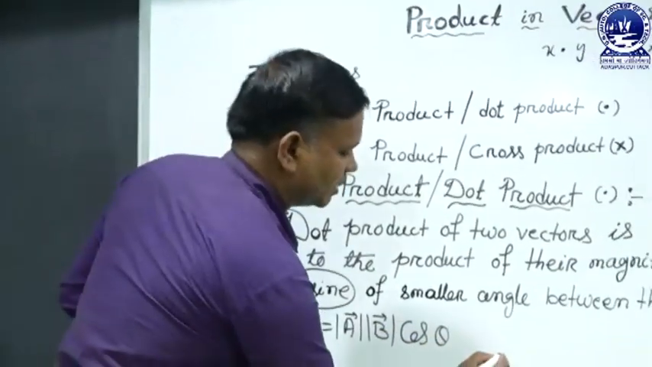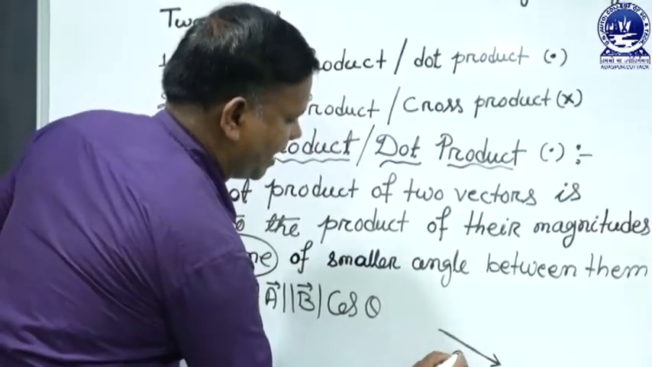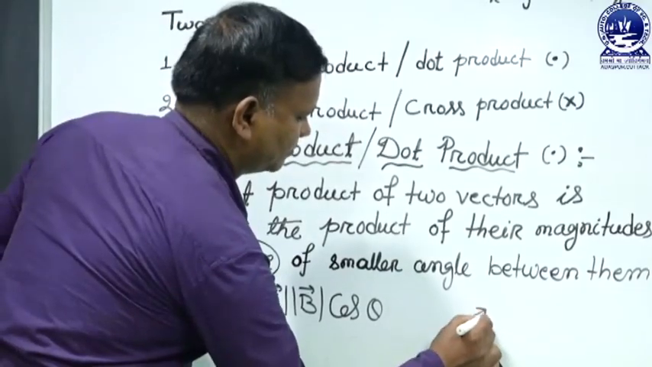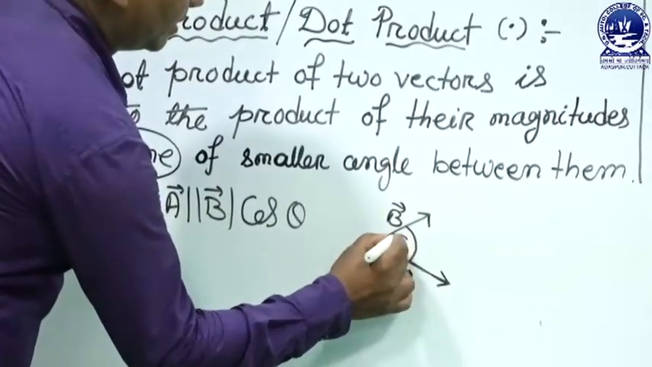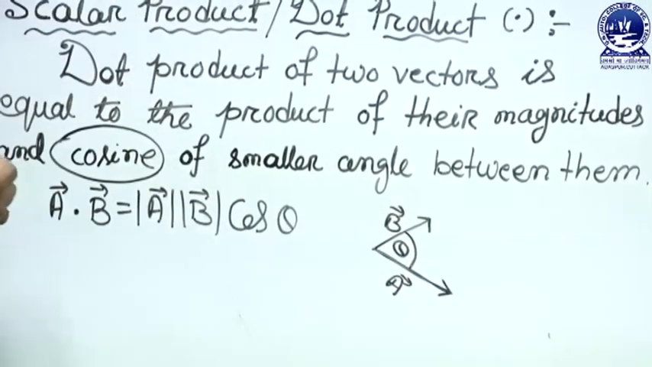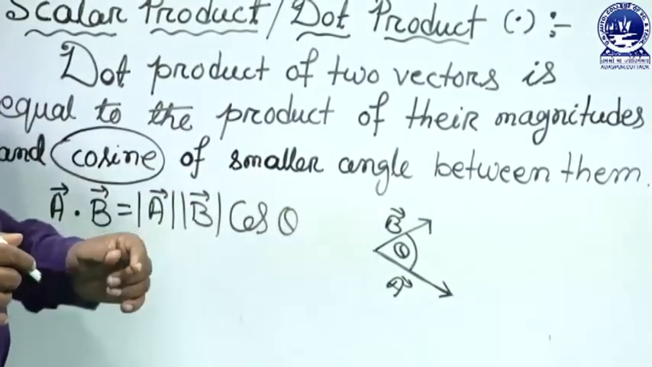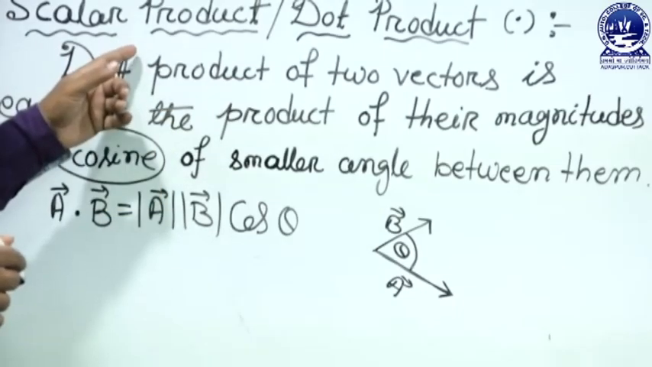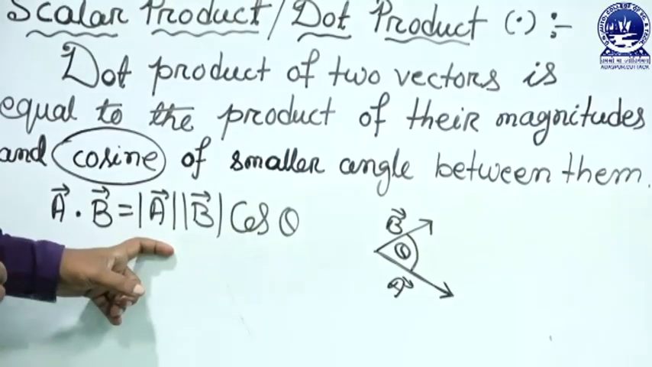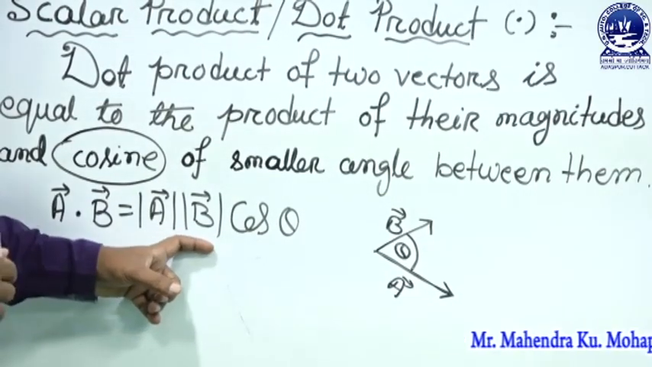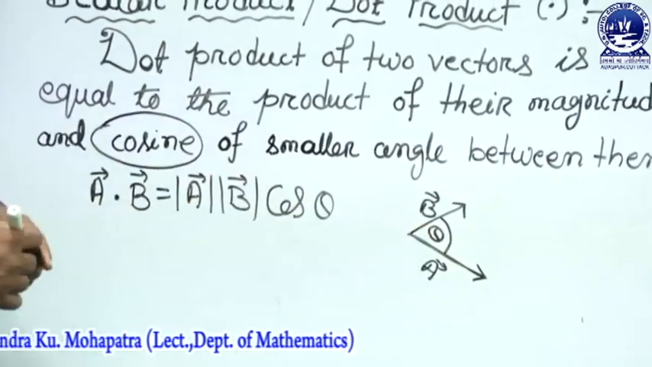Suppose A is a vector and B is also a vector. If the angle between them is theta, then the scalar product A dot B is equal to mod A, that means the magnitude of A, into the magnitude of B, and the cosine of the smaller angle between them.